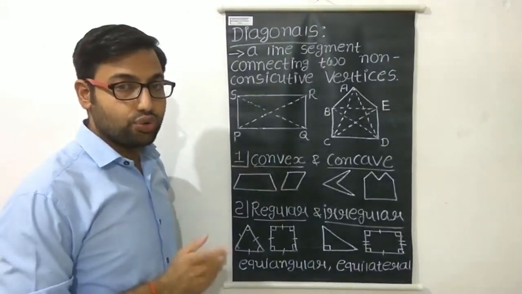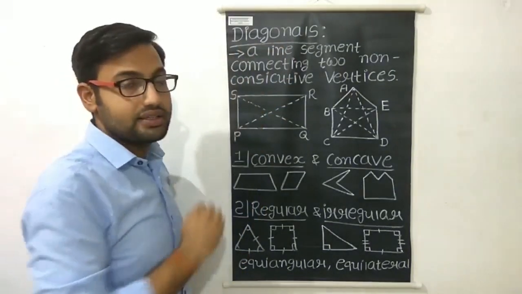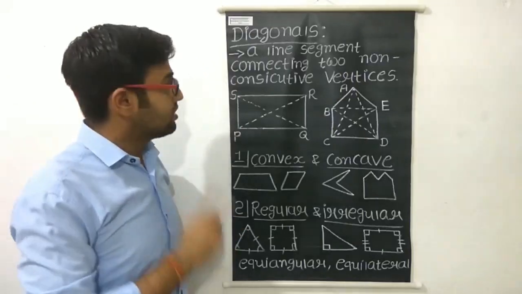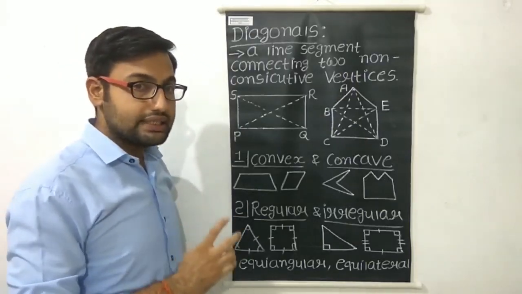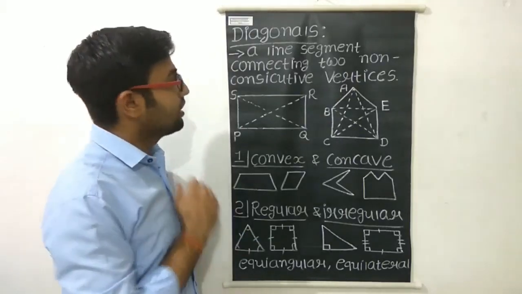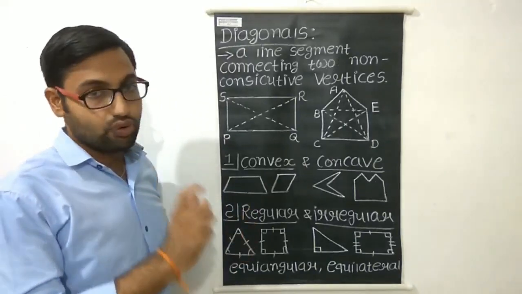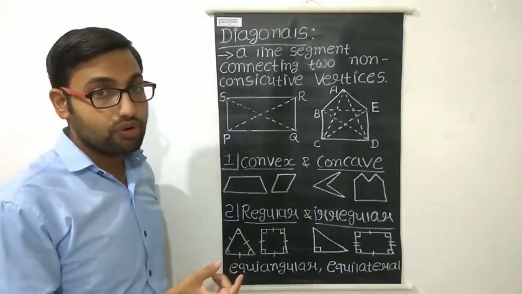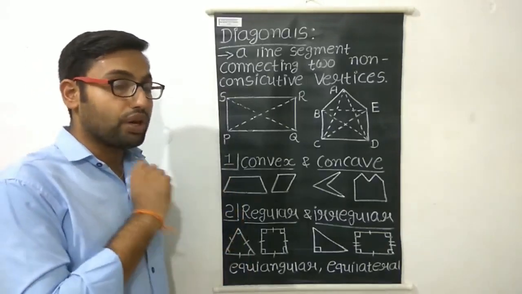Hello students, today we will study the next topic, that is diagonals. This is the topic of standard 8, chapter number 3, understanding quadrilaterals. Okay, so what are diagonals? Now we know what a closed figure is and what a polygon is. This terminology, diagonal, is related to the polygon.